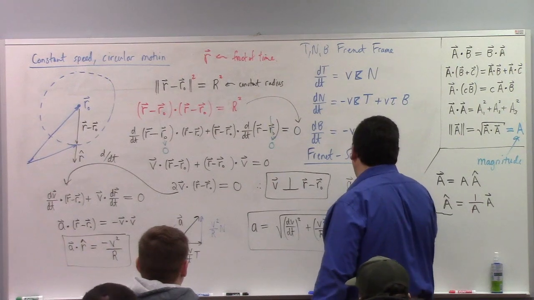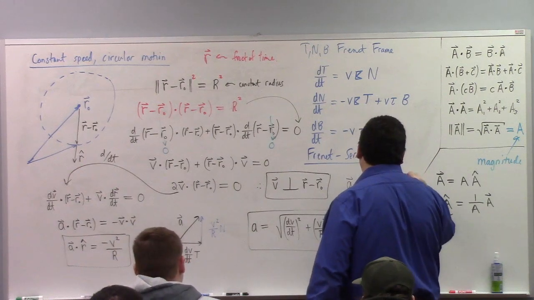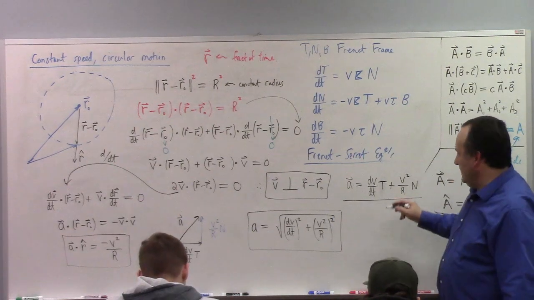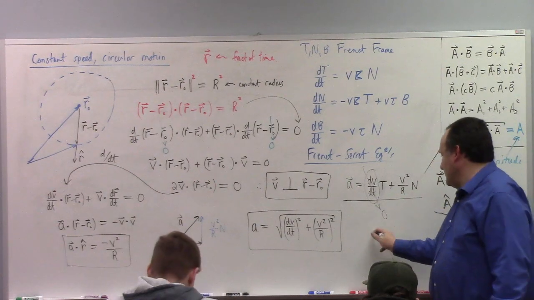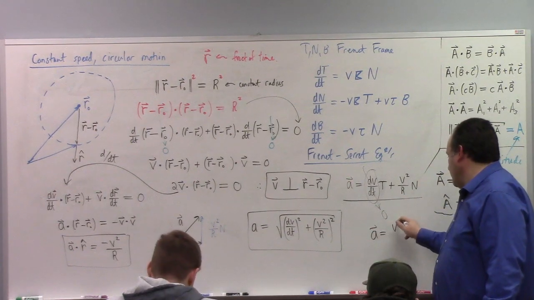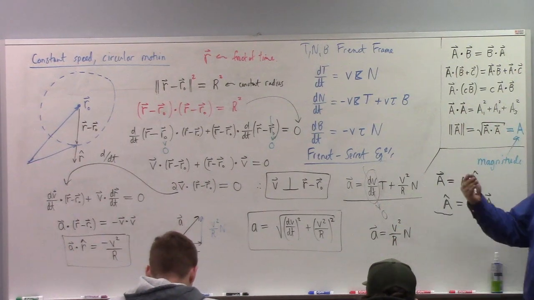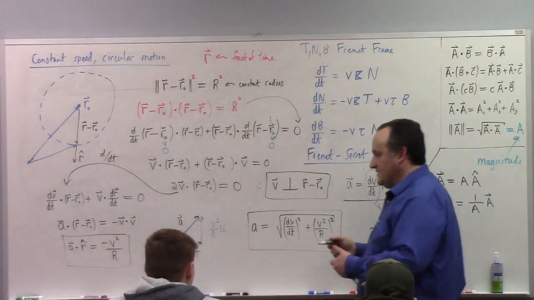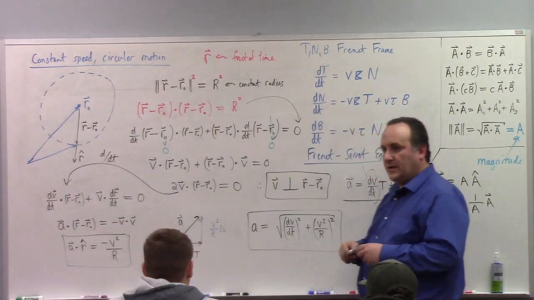A was dv/dt times T plus v squared over r times N, right? So we're given in my last example here that this is 0, which means the acceleration is equal to v squared over r times N. Notice that there's no minus in this because the normal vector is center seeking, whereas r hat points out. So these equations are consistent, but for circular motion, constant speed circular motion, the acceleration is simply v squared over r, right?